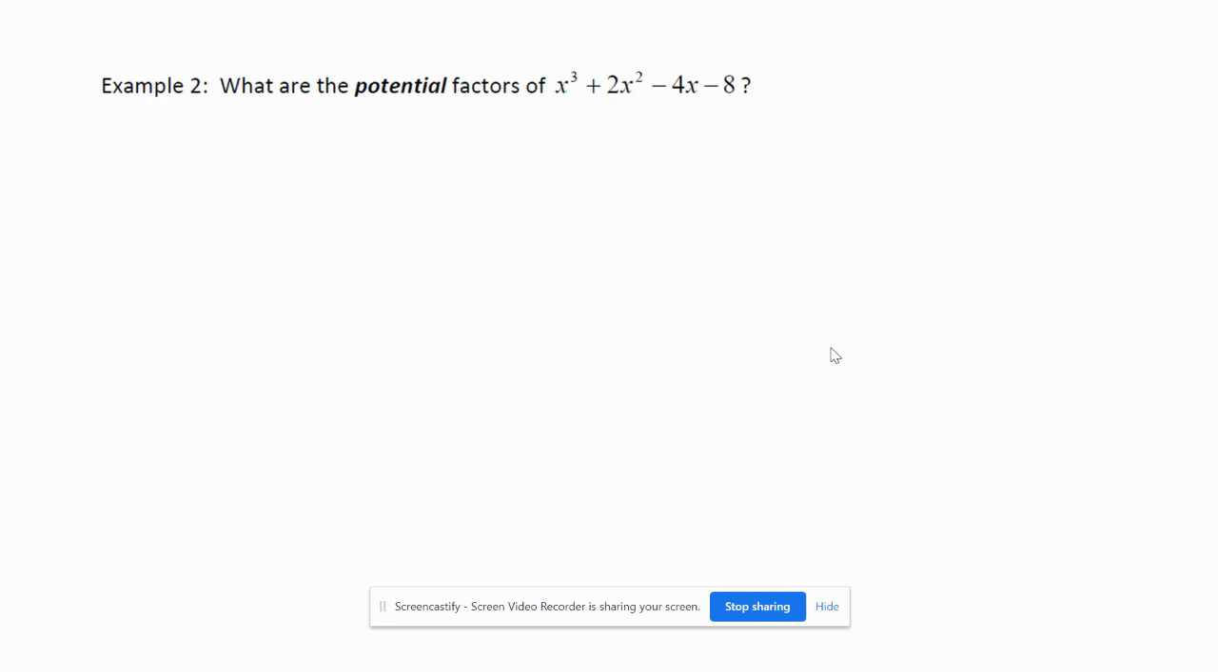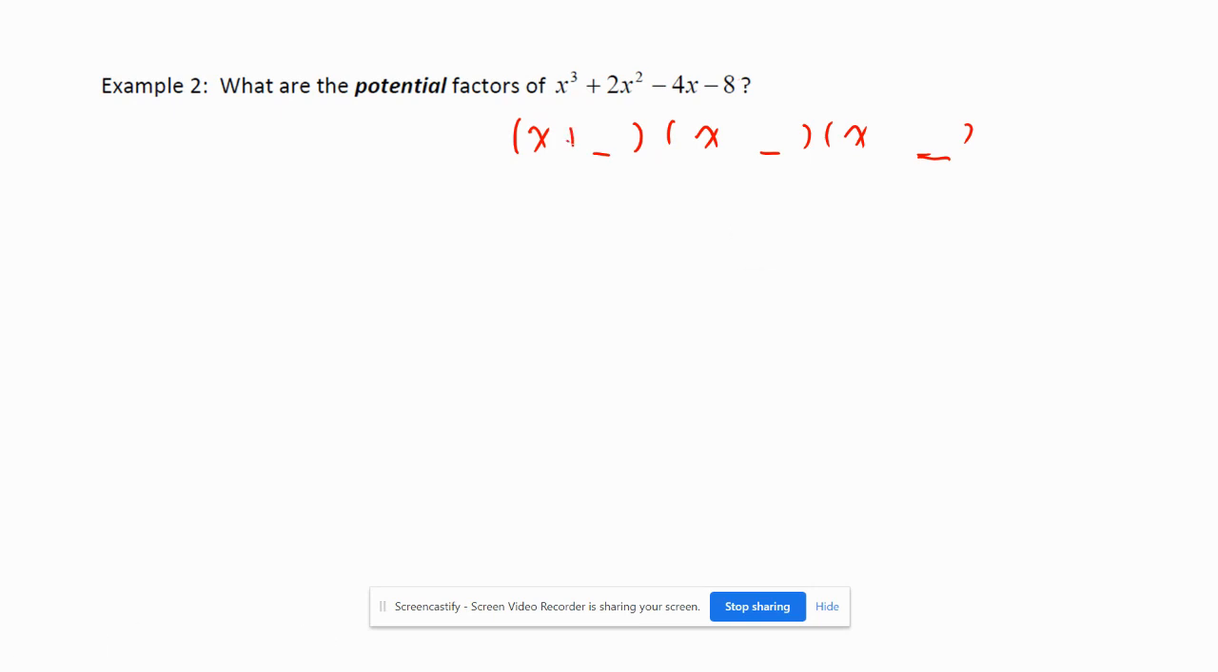So for example 2, we ask what are the potential factors of x cubed plus 2x squared minus 4x minus 8. When we say potential factors, we're trying to break up this polynomial into 3 factors, where it's going to be x times x times x to give us this x cubed. Now the question is, what might these be? We're talking about potential factors. Is it possible for this one to be a 5? I'm going to say no. It can't be a 5 because there's no way I can multiply 5 times another whole number times another whole number to get an answer of negative 8. In other words, 5 is not a factor of 8.